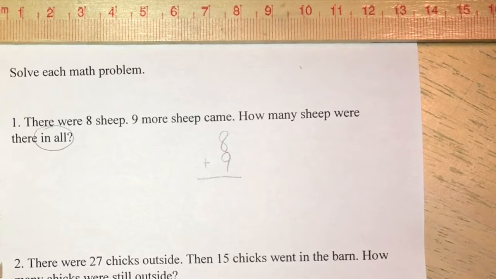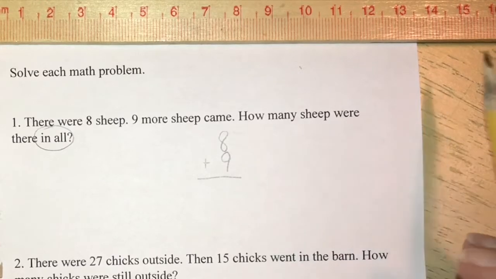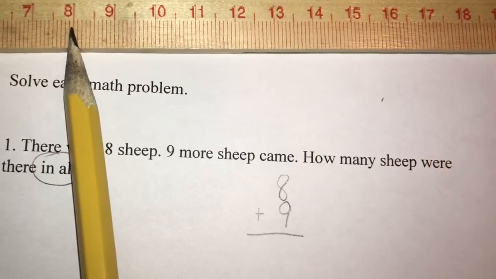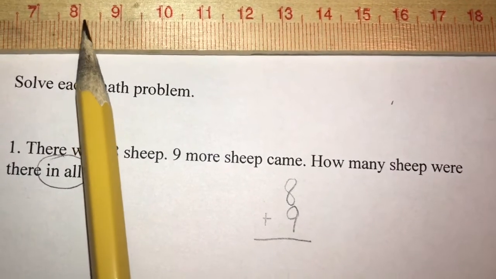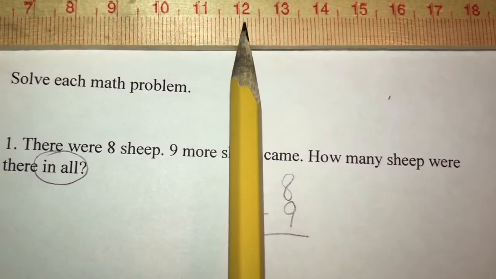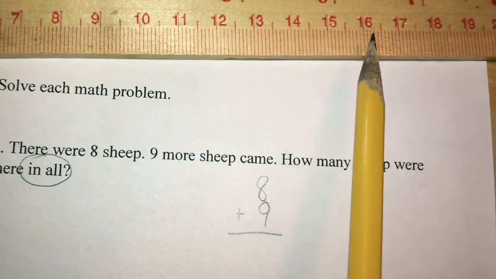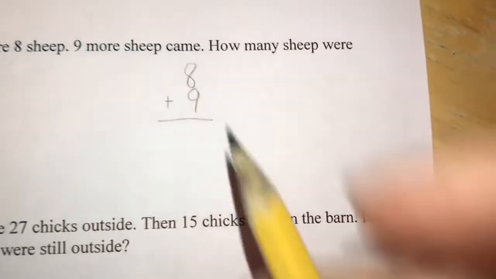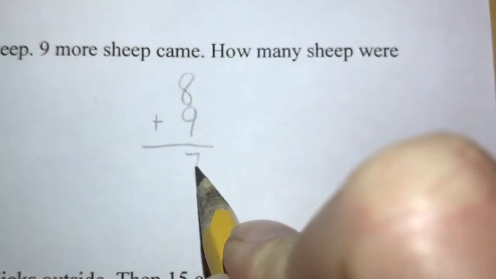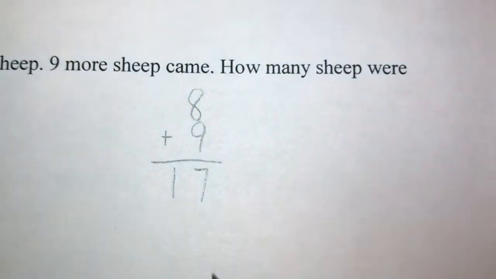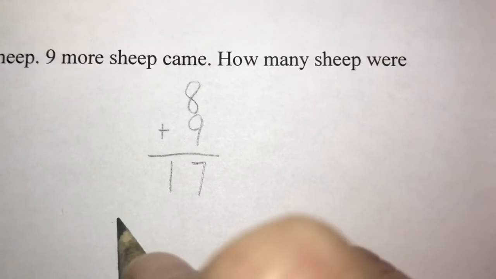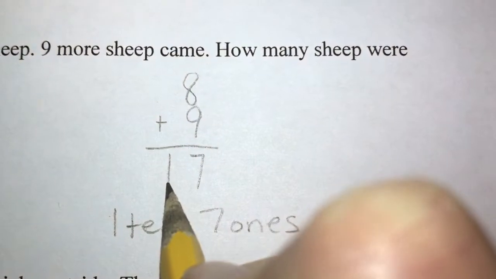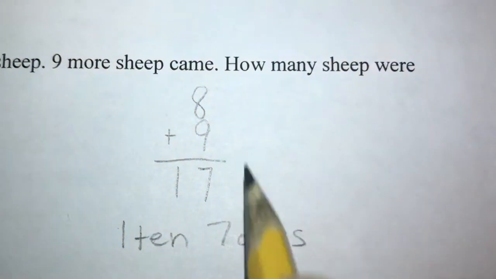I'm going to go ahead and use my ruler as a number line. We're going to be starting at the number 8 and adding 9. So here's the number 8. 1, 2, 3, 4, 5, 6, 7, 8, 9. I'm at 17, and when I write that down, I'm going to make sure that I get the 7 in the ones column and the 1 into the tens column, because the number 17 is made up of 1 ten and 7 ones. That's why you need the 1 in the tens column and the 7 in the ones column.